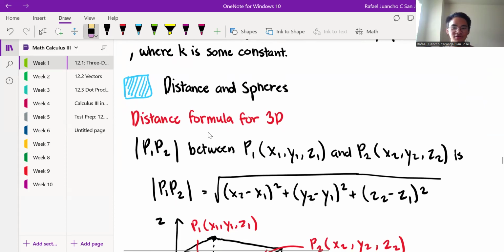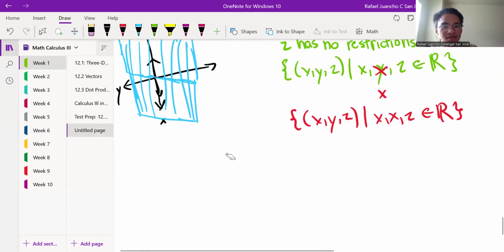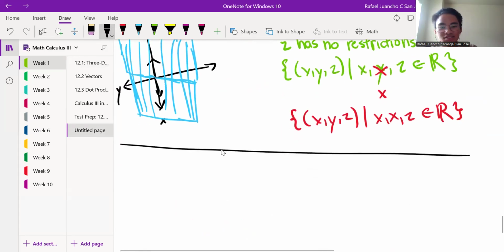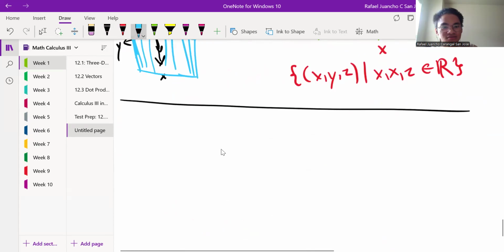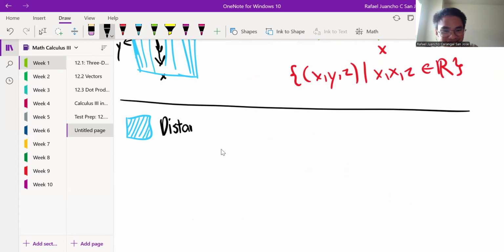Okay, now we move on to distance and spheres. So those were surfaces and solids. Now we move on to distances and spheres. So what is that? I don't know. We'll find out.